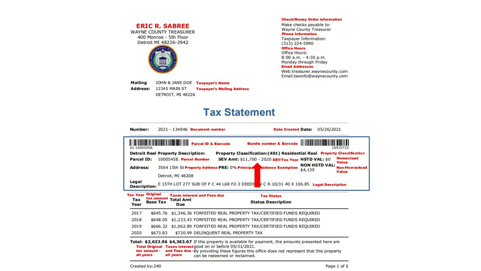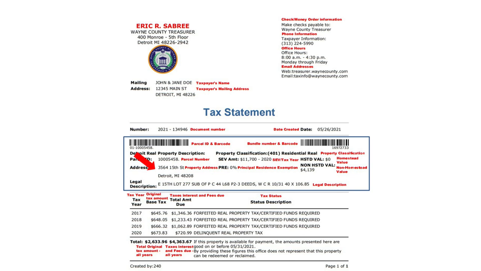SEV Amount. This is the most recent SEV reported to us by the local treasurer and the year that the SEV is linked to. The SEV is the state equalized value and should be half of the cash value of the property and structure. Next is homestead value. If the parcel has a principal residence exemption percentage higher than 0, there will be a number here that represents what percentage of the taxable value is exempt from school taxes. If it's 0, that means the parcel is not owner-occupied or adjacent to an owner-occupied structure.